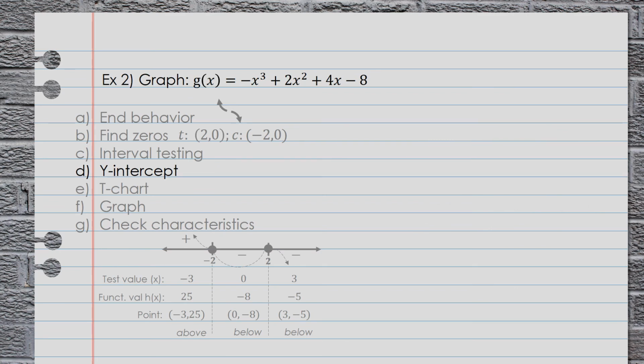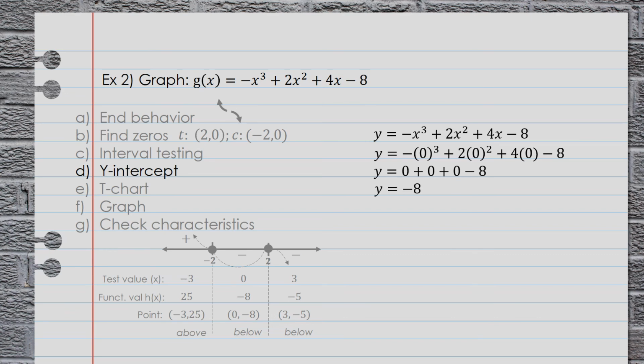To find the y-intercept simply means to substitute a 0 in for x. And so we have y equals 0 to the third plus 2 times 0 squared plus 4 times 0 minus 8. Well, 0 cubed and 0 squared and 4 times 0 all give you zeros, which means the only value that remains is the constant, which is y equals -8. Now, remember, the y-intercept is a point, and it must be written as such. So your y-intercept is (0, -8).